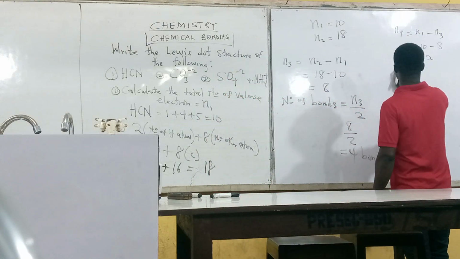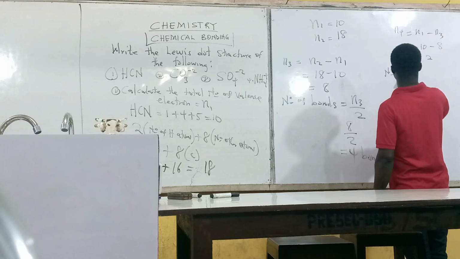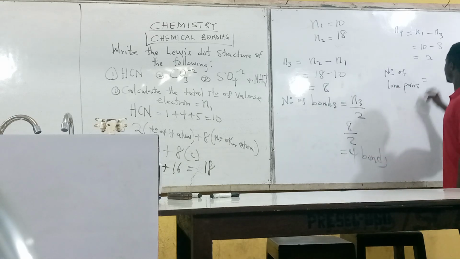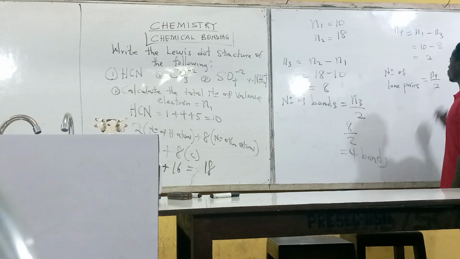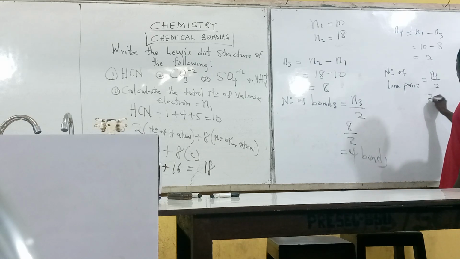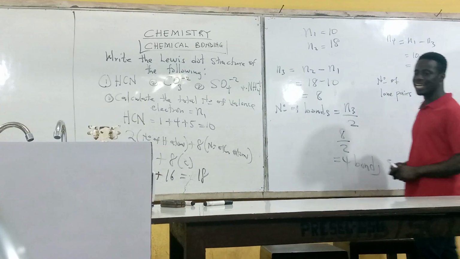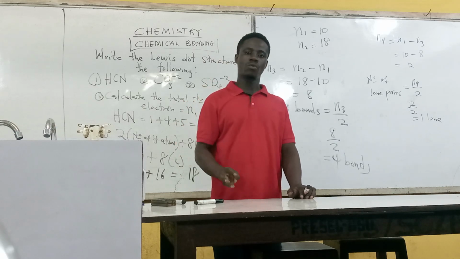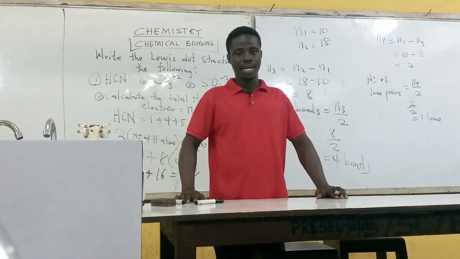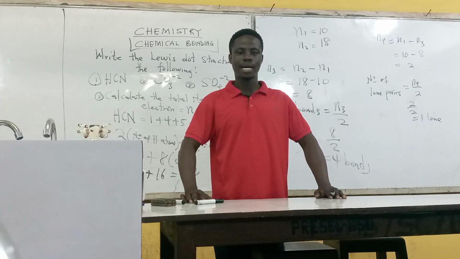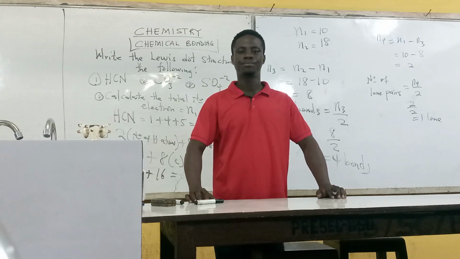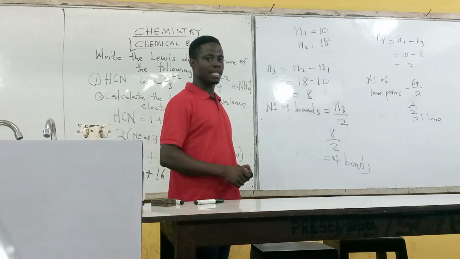So N4, let's look at the number of lone pairs. It is N4 divided by 2. So I'm going to get 2 divided by 2, which gives me 1. So it means that in hydrogen cyanide, there is 1 lone pair. Now, getting your N1, N2, N3, N4 values correctly will enable you to draw the Lewis dot structure for any molecule. Not just hydrogen cyanide, any molecule.